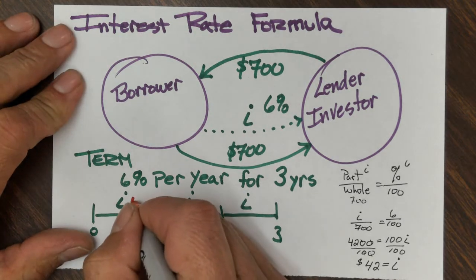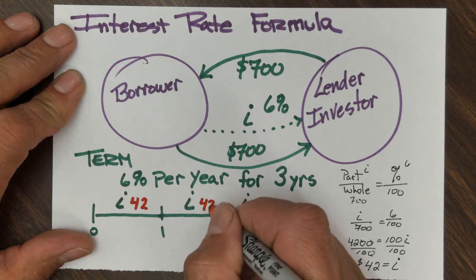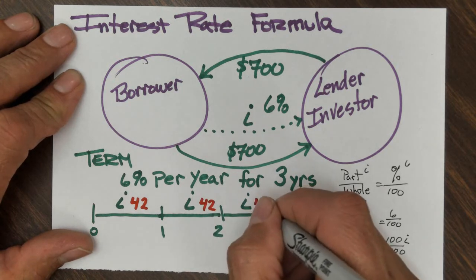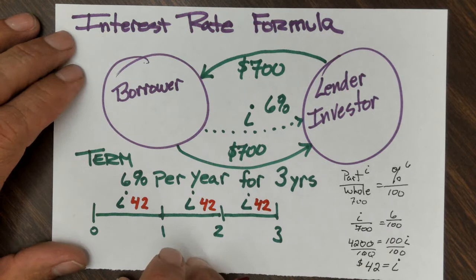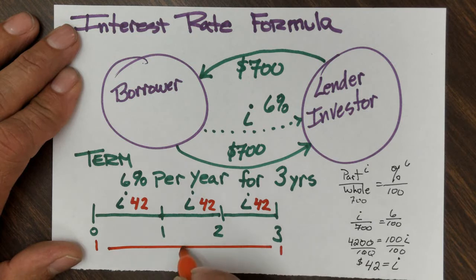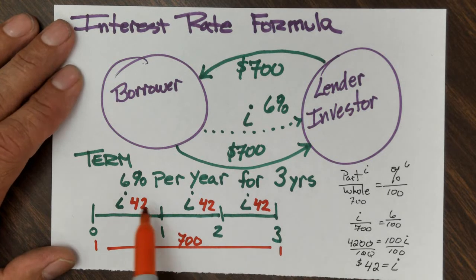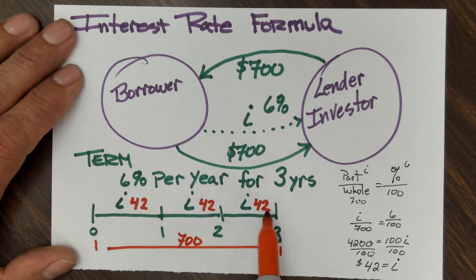So there will be $42 owed for this year, $42 owed for this year, $42 owed for this year. And then the entire amount here is $700. So everything that will be paid back will be the $700, plus 42 plus 42 plus 42.